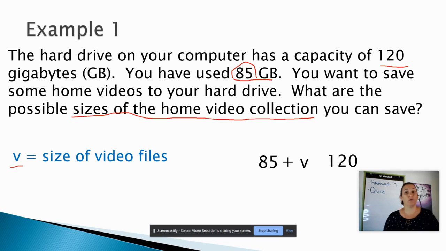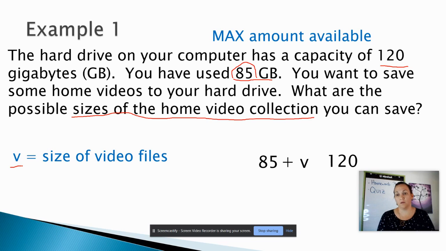Now, we're not doing equations today, so I'm not going to put an equal sign in there. This chapter is all about inequalities. So I've got to figure out if it's a less than, a greater than, a less than or equal to, or a greater than or equal to. To figure that out, I need to understand what the number 120 is saying. The number 120 is the maximum capacity of your computer. It's the most that you can put on your computer.